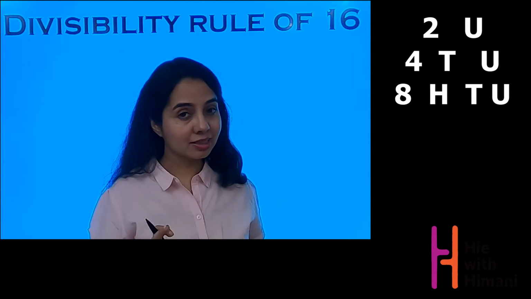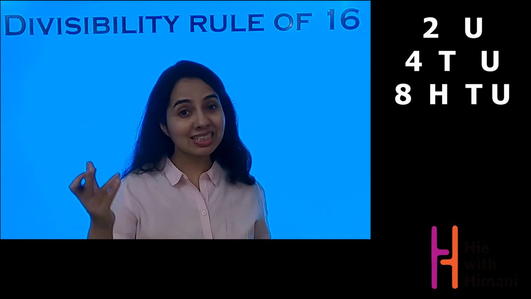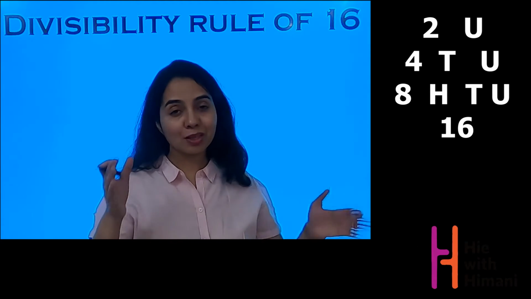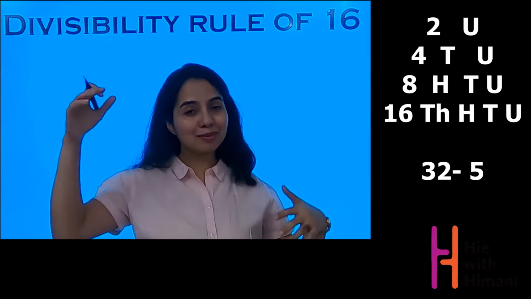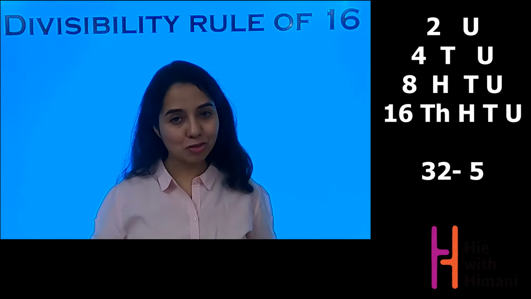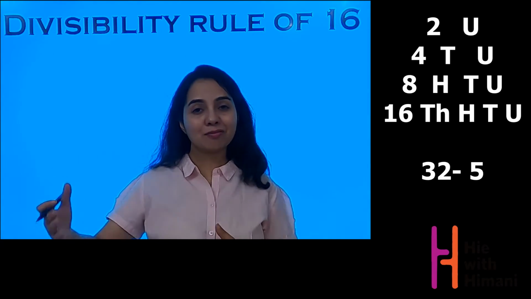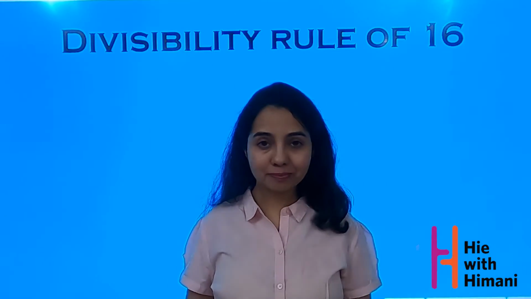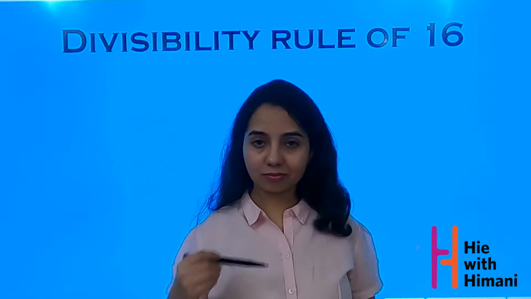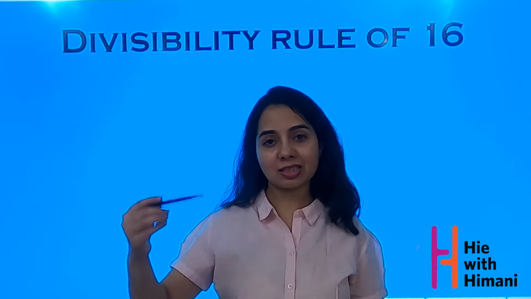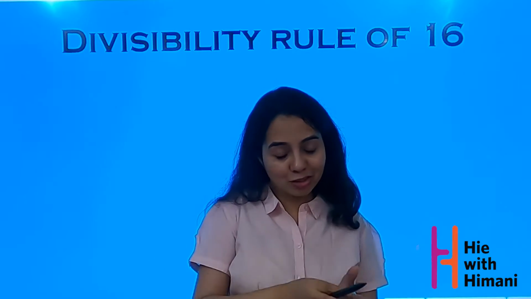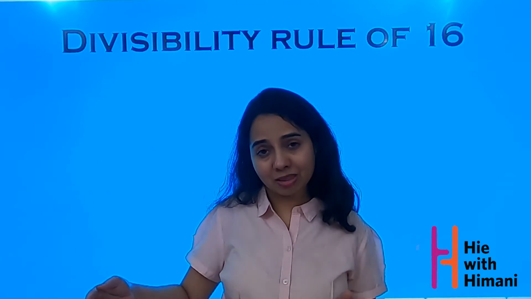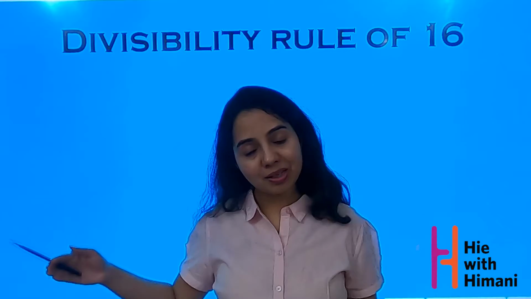So if till 8 you were checking 3, for 16, how many will we check? 4. For 32, how many will we check? 5. Similarly, we just have to keep on checking. The same rule will apply for all the numbers which are just the double of the previous: 2 to 4, 4 to 8, 8 to 16, 16 to 32, 32 to 64, 64 to 128 and so on. Whenever it is getting doubled, we have to increase the place.